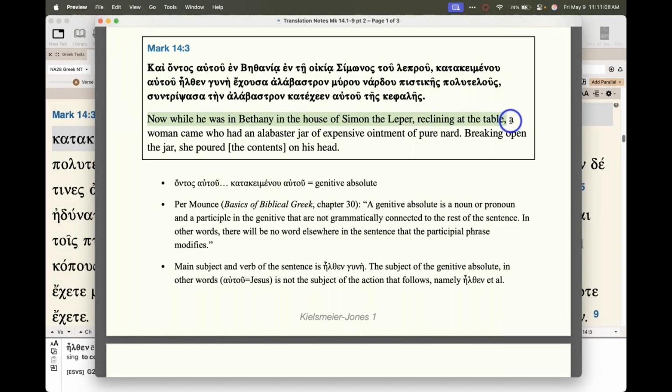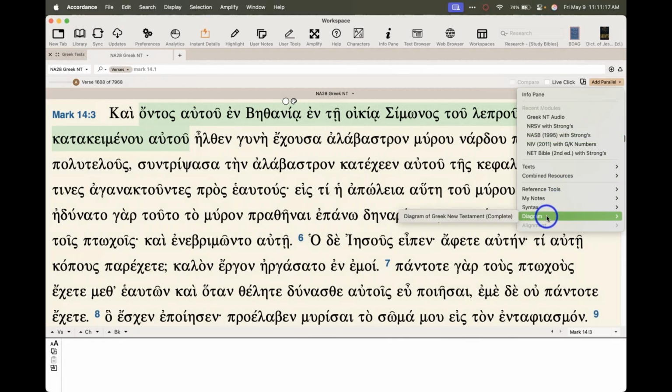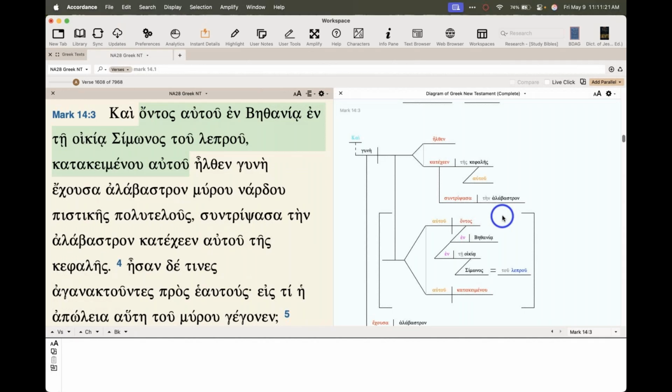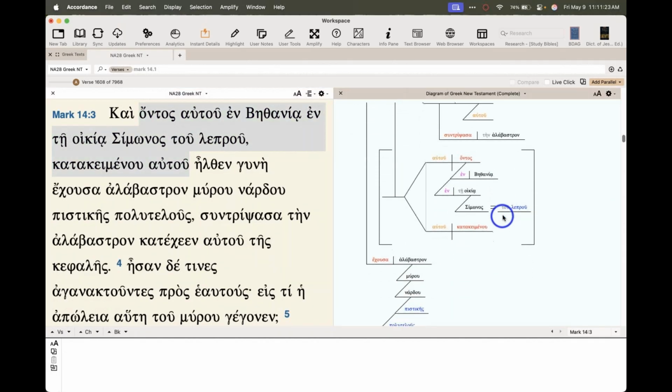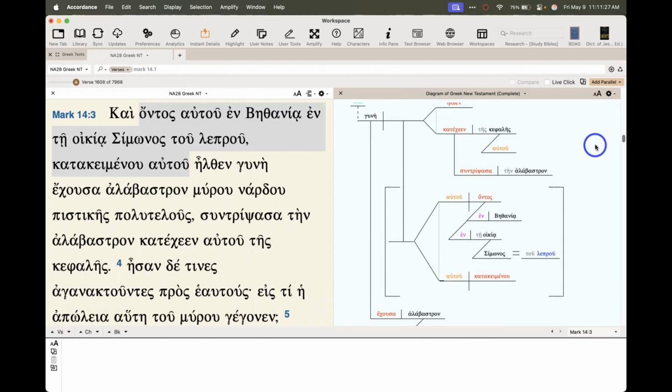And then we get to the main subject and verb. A woman came who had an alabaster jar. I've pointed this out before. I'll point it out again because it comes up so often. If you go to add parallel diagrams of the Greek New Testament, you can see how these diagrams give us the genitive absolute. Just a quick refresher, these diagrams have a horizontal line that is split by a vertical line.